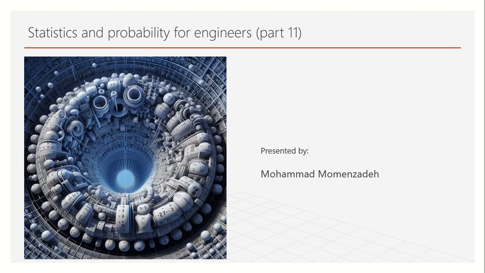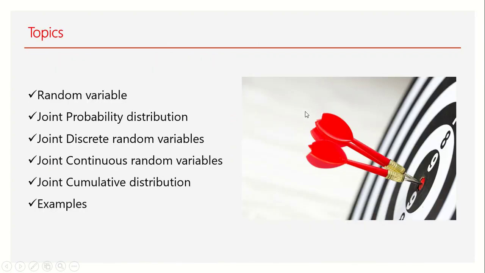So today we will discuss several items: the joint probability distribution and joint discrete random variables, and the concepts that are related to the joint distribution function.